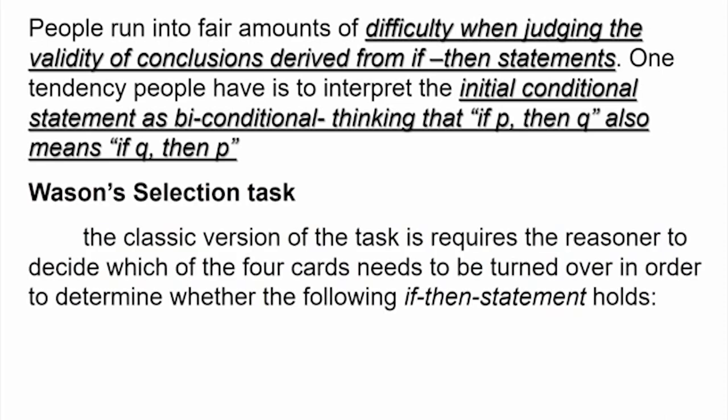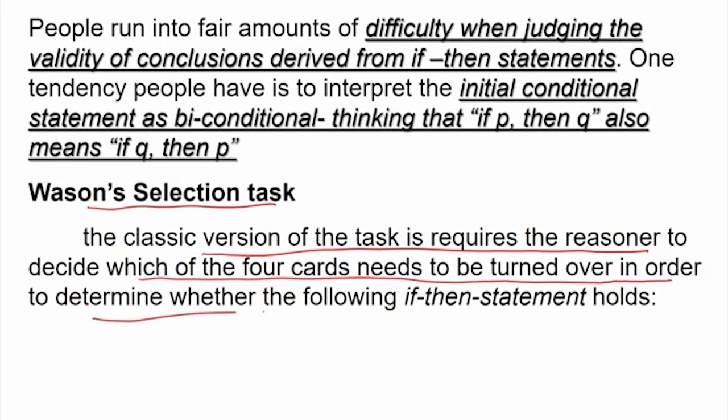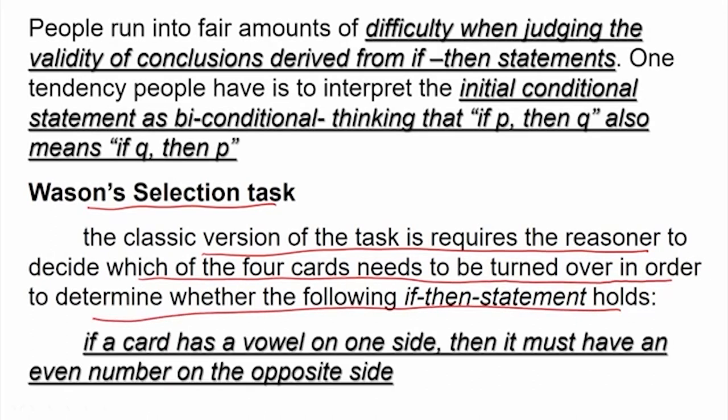Now, to test how people get caught in this kind of structure, Wason designed a selection task. The classic version of the task requires the reasoner to decide which of four cards need to be turned over in order to test the following if-then statement. What is the statement? If a card has a vowel on one side, this is the antecedent, then it must have an even number on the opposite side, and this is the consequent. So, this is the statement I need to test.